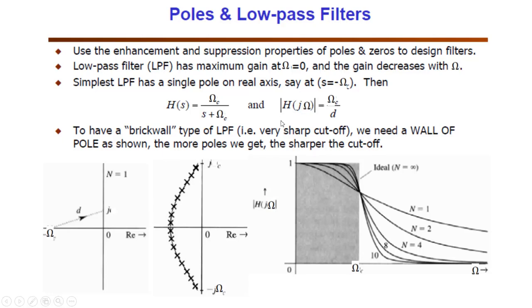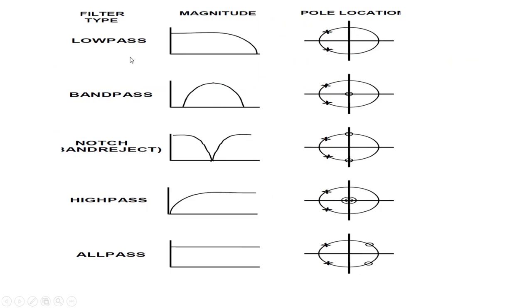So that's how you can introduce the concept of poles and zeros and explain the behavior of the filter. Now, just to add further, into the comparison of the low pass, band pass, notch, high pass, and all pass filter, these are the magnitude responses of the various types of filter, and these are the pole locations. Roughly assess how the pole locations can be there for these types of filters. For a low pass filter, the poles will be on the semicircle locus, right? And no zeros will be there.